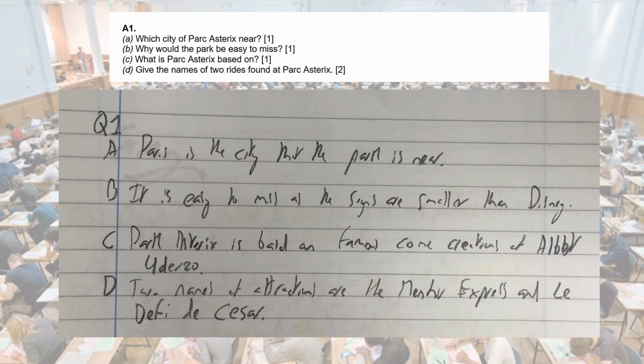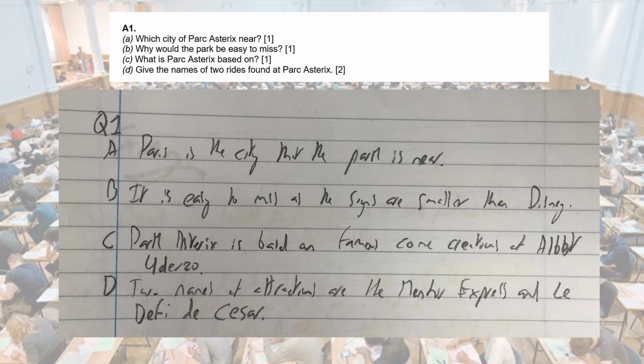Question 1C, what is Park Asterix based on? Park Asterix is based on a famous comic creation of, I think that's Albert Uderzo. That's the information the text gives me, so I've given as much information as necessary to answer the question. And lastly, 1D, where I needed to name 2 rides found at Park Asterix. 2 names of attractions are Menhir Express and Le Défi de César.